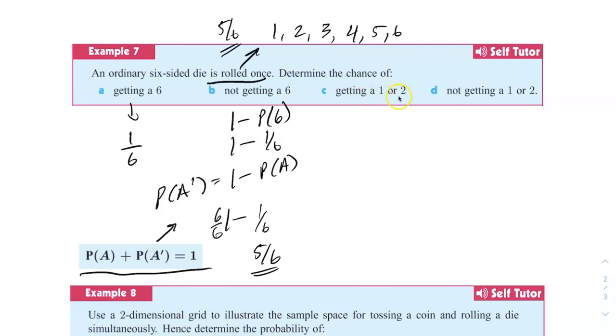And the next one, getting a 1 or a 2. So you want to get a 1 or a 2. So there's 2 of those out of 6. And then not getting a 1 or a 2. So I can just do 1 minus 2 over 6, which gives me 4 over 6, because it's a common denominator.